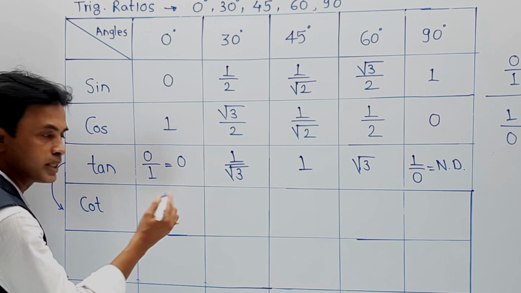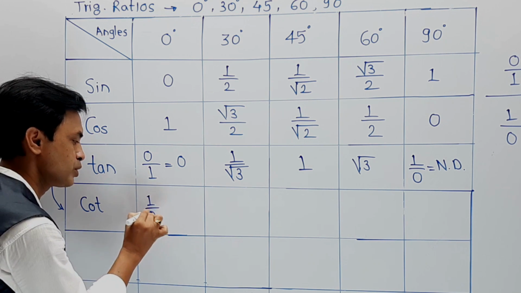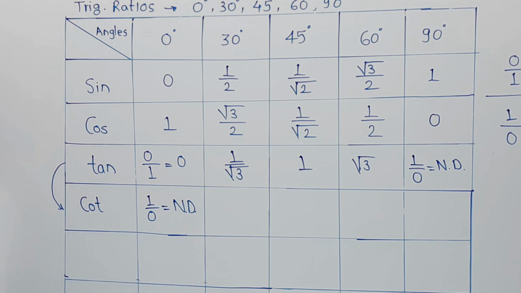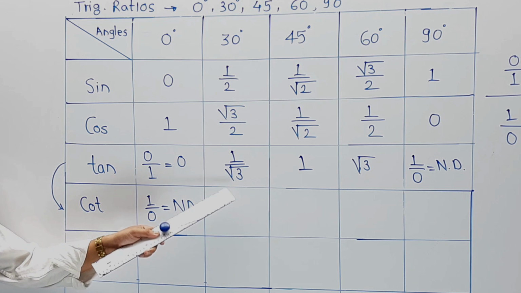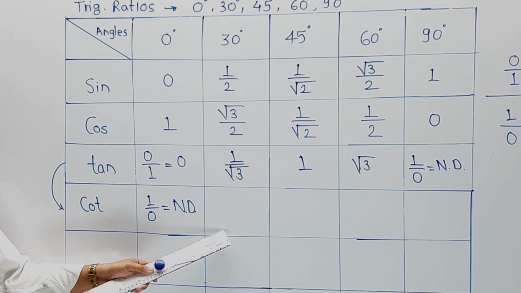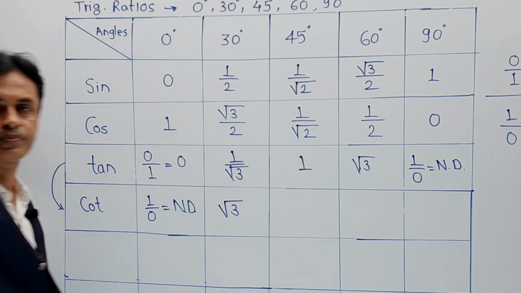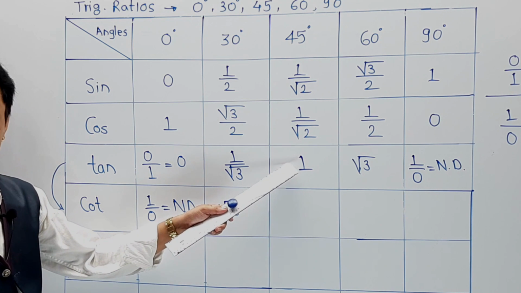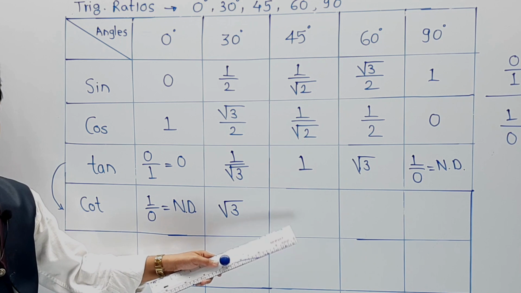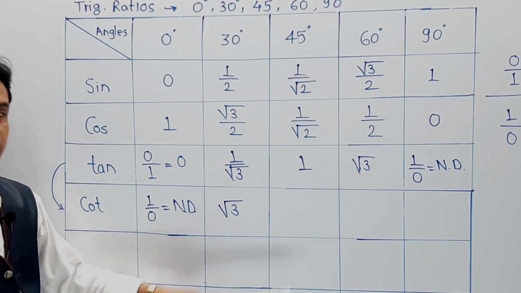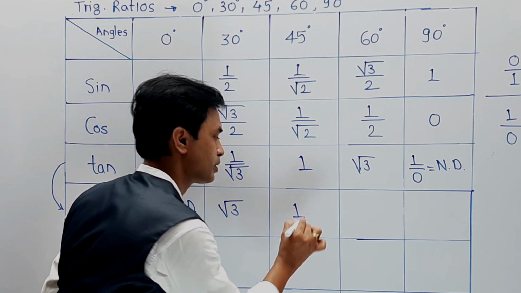So 0 upon 1, its reciprocal is 1 upon 0. That simply becomes not defined. I already told you that I am not going to write the whole word not defined, just the short form ND. Now 1 upon root 3, its reciprocal is root 3 upon 1, which we can simply write as root 3. Now 1, the reciprocal of 1 is itself 1, because 1 divided by 1, if you take the reciprocal, again becomes 1 divided by 1, and that value becomes 1.